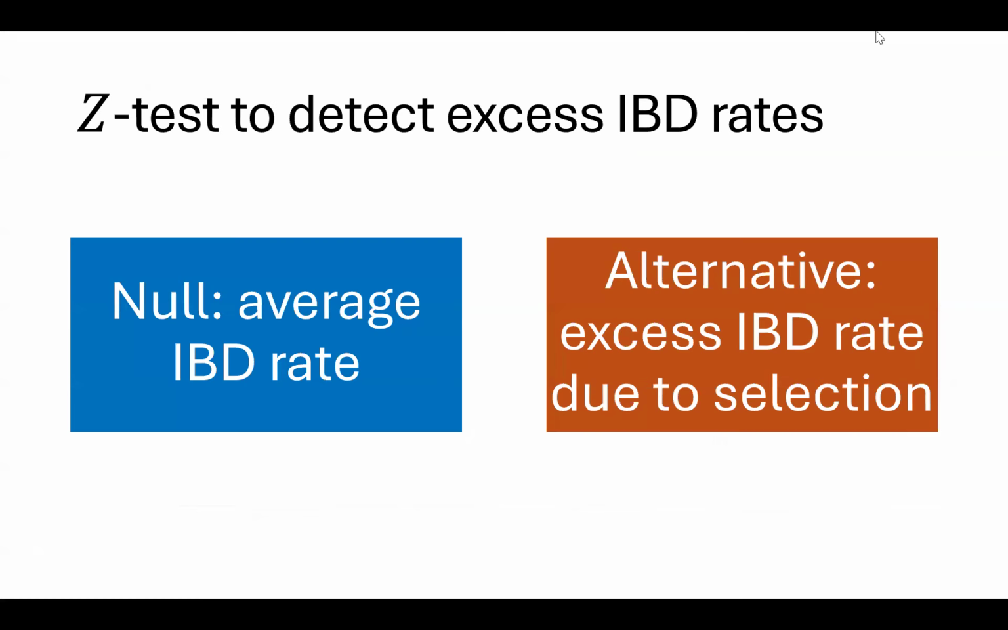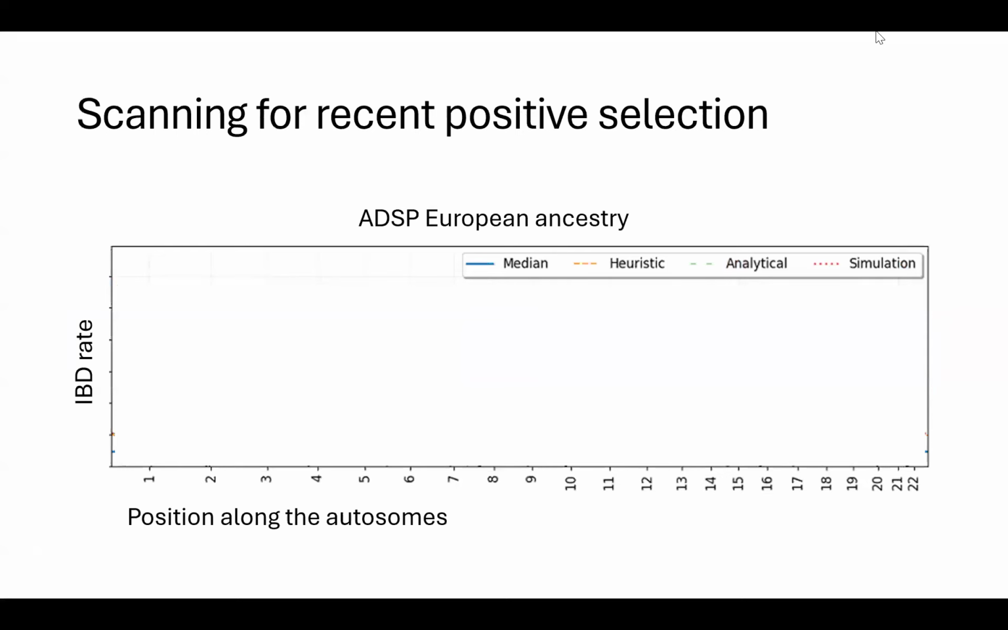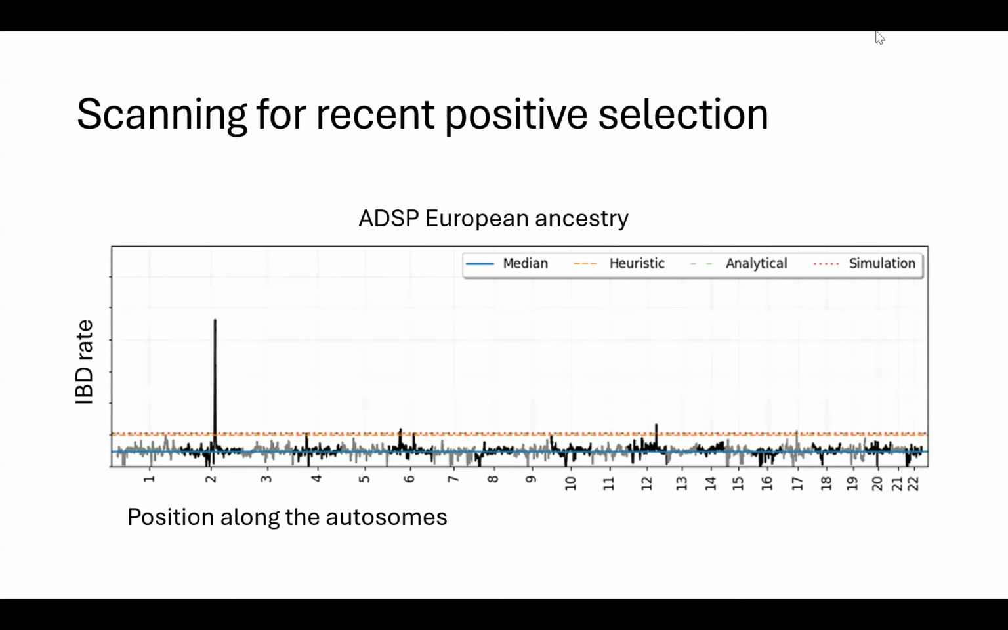Recap, we've got our one sample z-test to detect excess IBD rates, and we're scanning the genome for recent positive selection. So on the horizontal axis, we have our genetic positions along the autosomes, and then here on the vertical axis, I've got our IBD rate, the sample mean. So I'm showing the IBD rates along these autosomes.